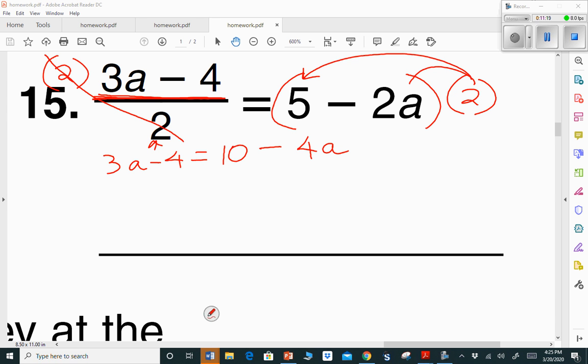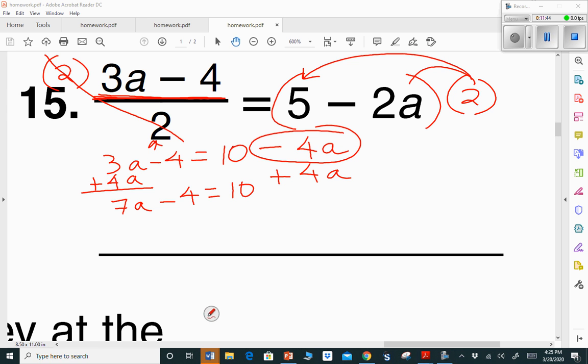Now we've got it down to something you can handle. It does have variables on both sides. This minus 4a, we can get rid of it over here by adding 4a to both sides. 3a plus 4a is 7a. Bring down the minus 4. The minus 4a plus 4a goes away. Add 4 to both sides.